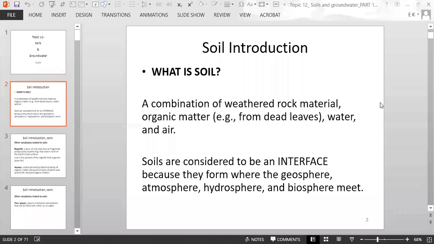So what is soil? Soil is a combination of weathered rock material, organic matter, water, and air. And the organic matter comes from living organisms that then died. So dead leaves, for example, branches that fell off of trees, dead animals. Soils are considered to be an interface because they form where the geosphere, atmosphere, hydrosphere, and biosphere meet.